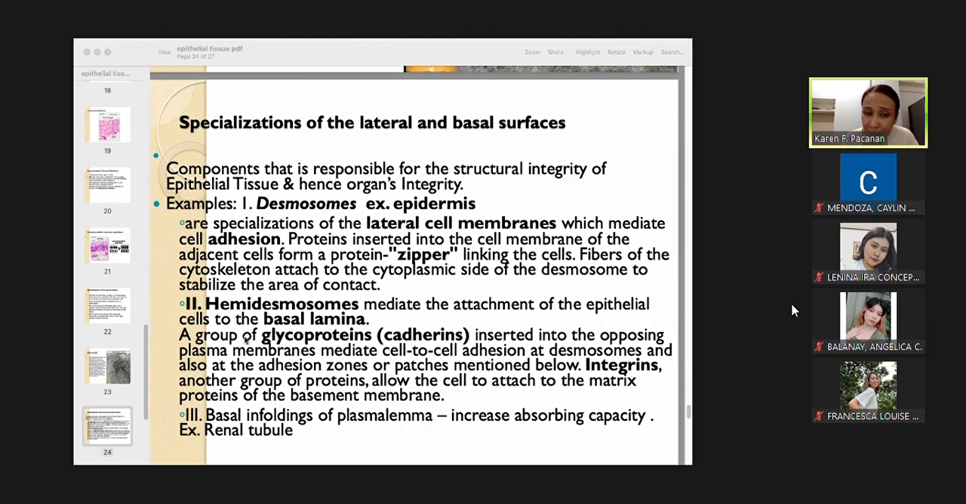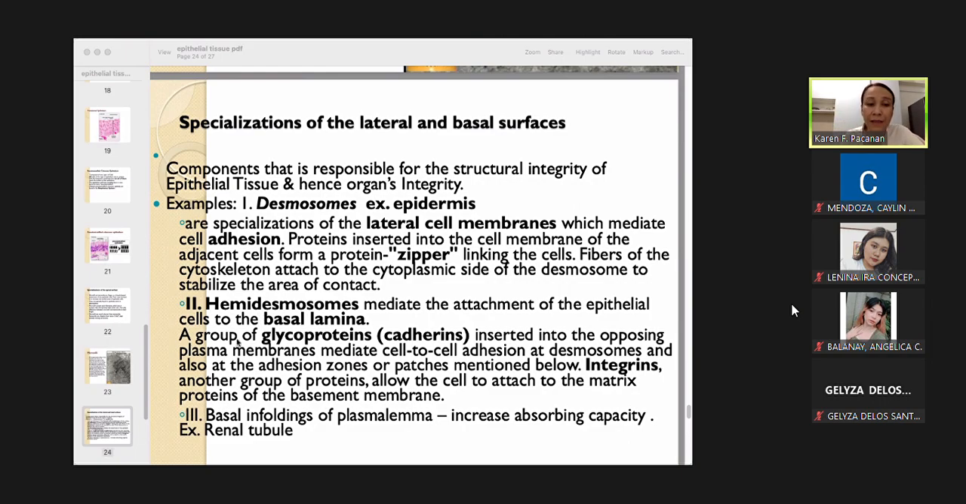So, generally speaking, pareho sila ng function. Would facilitate attachment of the basal lamina, of the basal surface of cells into the basal lamina. Diba sabi ko, naka-attach yung basal surface ng cells sa basal lamina. Pero hindi natin nakikita yung basal lamina because this is very thin. So, this basal lamina would still rest on the lamina fibroreticularis. So, yung pinagsamang layers, ito na yung magpo-form ng basement membrane. Okay? Pero yung nakadikit sa basal surface ng cell would be the basal lamina.